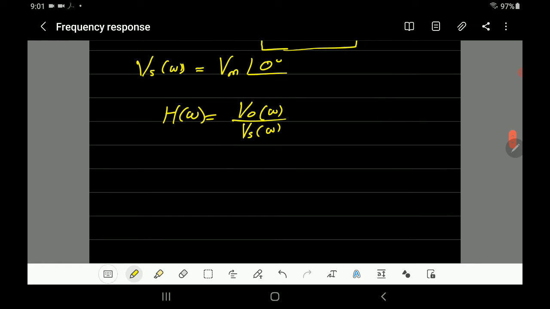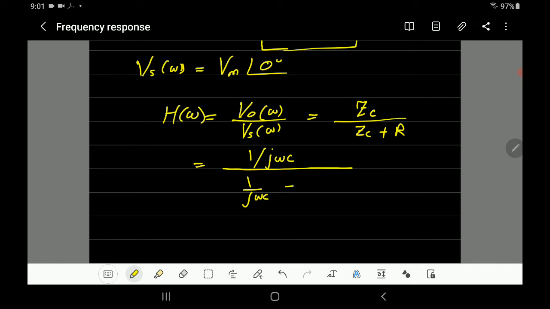So let's just go ahead and do it. That will be equal to ZC divided by ZC plus R. ZC is equal to 1 over j omega C, so 1 over j omega C plus R. That's the transfer function. It relates the output to the input.